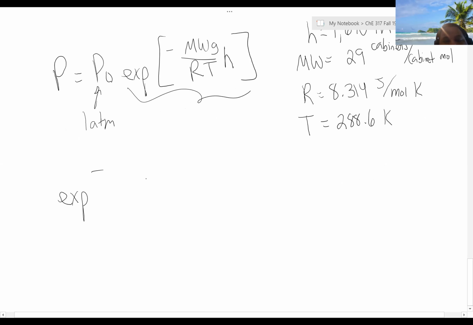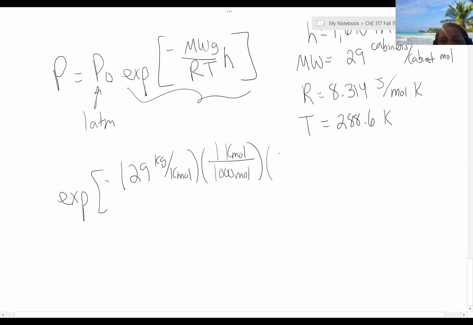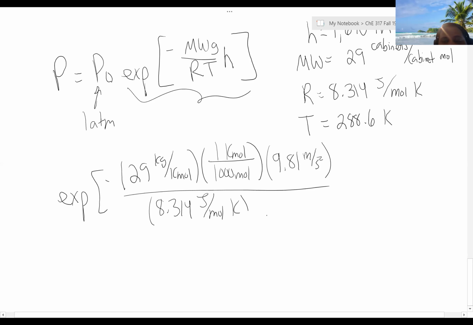So I have 29. I'm going to use kilograms per kilomole because that's the unit that makes most sense, I guess, even though I really like grams per gram mole. In 1 kilomole, there is 1,000 moles. And gravity really doesn't change a whole lot in elevation. We're not weird physics majors. Joules per mole Kelvin. T is 288.6, and the height is 1,610 meters.